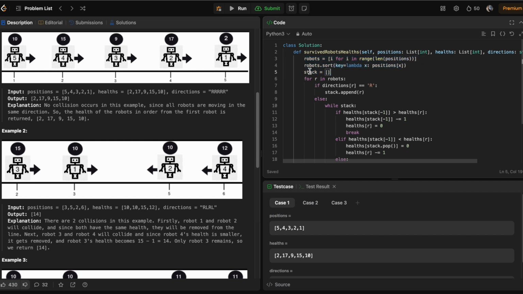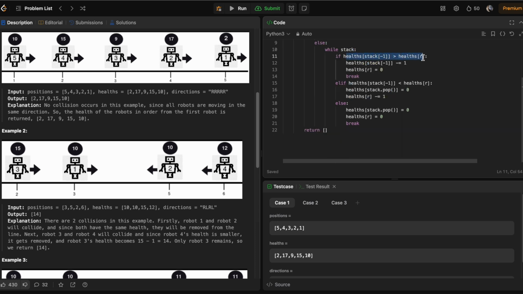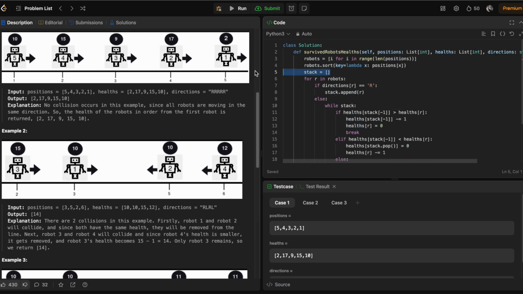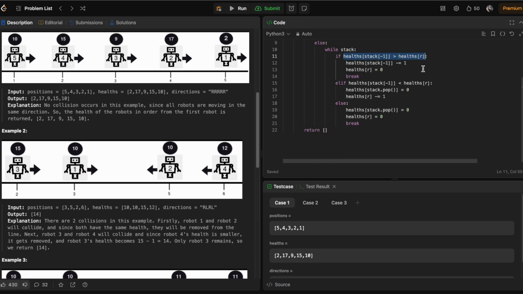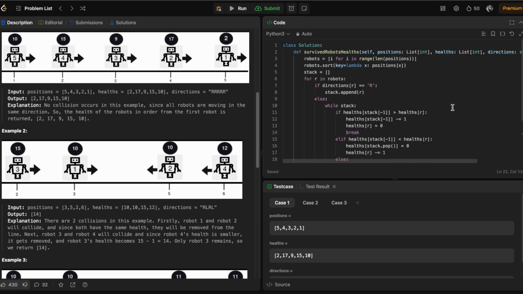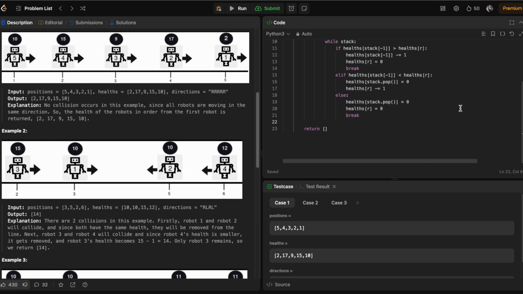Just to do a quick overview, I decided just to keep track of the robots' indices, and then I just sorted by position in the beginning using lambda, and then I go for R in robots, and for directions, I just query directions using R. For any health related stuff, I just query the original healths array with the index. So now stack is also only keeping track of index as well. I think it's pretty straightforward. All the underlying logic is the same.